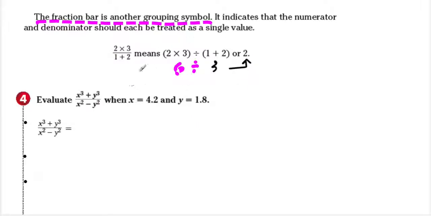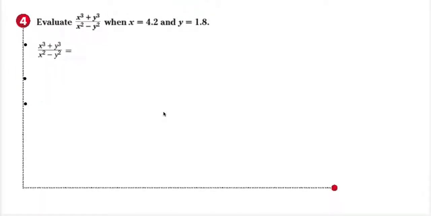Okay, let's take a look at example number 4 and see how this works. We want to evaluate x cubed plus y cubed all over x squared minus y squared when x equals 4.2 and y equals 1.8. Again, in evaluating, two things to keep in mind: substitute and then simplify. So first we need to substitute the values of x and y, and this is what we get. We have 4.2 cubed plus 1.8 cubed all over 4.2 squared minus 1.8 squared.